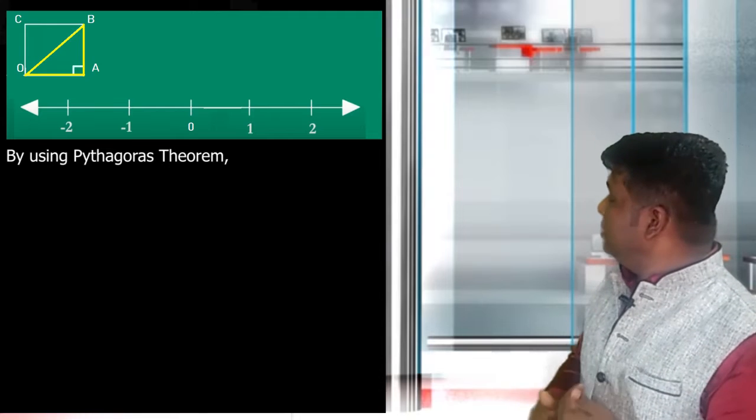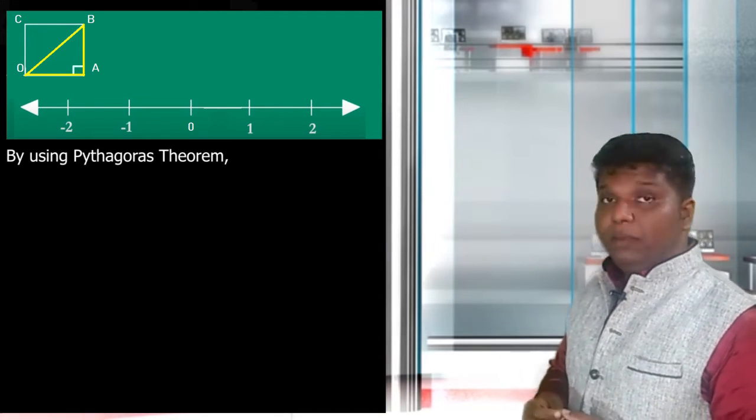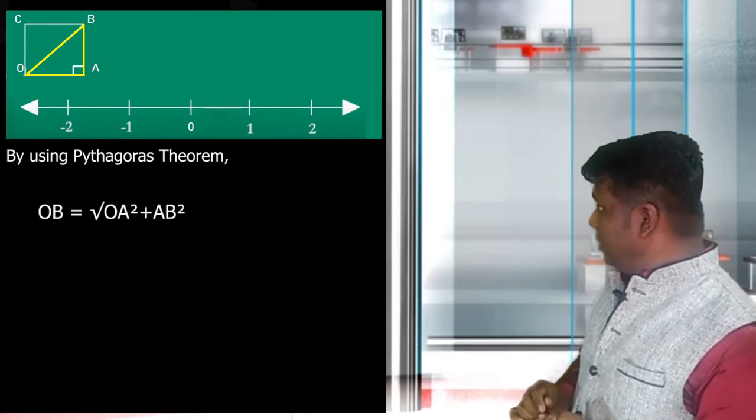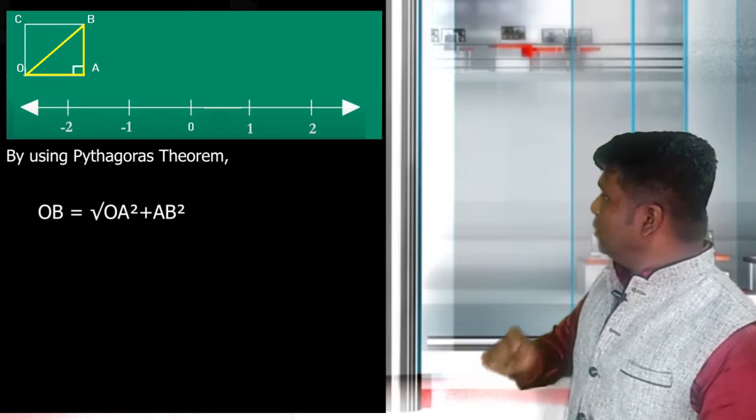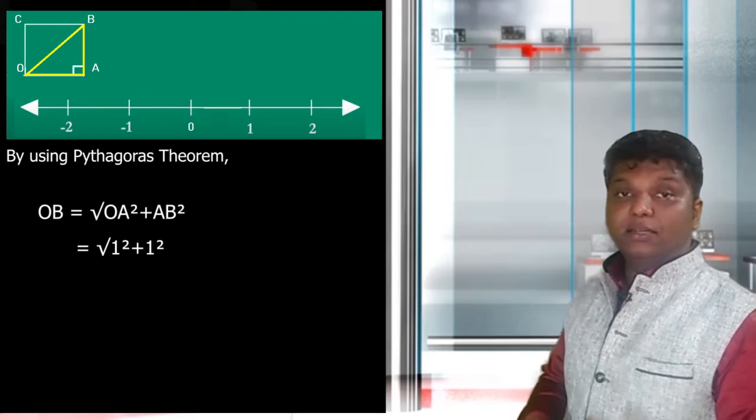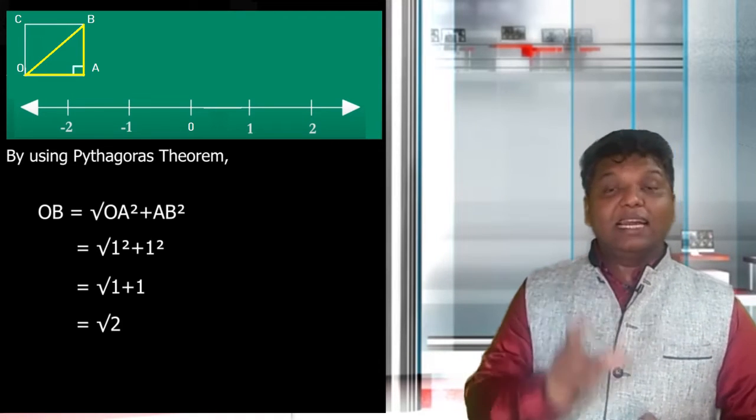Now tell me, what will be the length of OB? OB will be equal to root of OA square plus AB square. That means that will be equal to root of 1 square plus 1 square. That means that is equal to root of 1 plus 1, and that is equal to root 2. That means OB, the total length, is root 2.